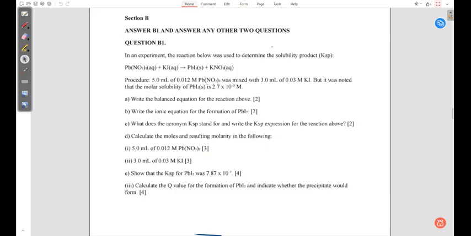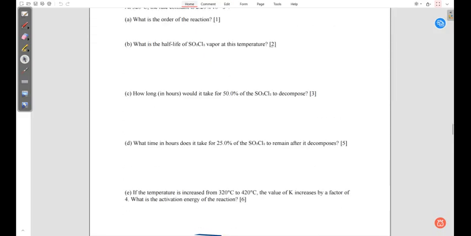Okay, and so that's the end of section A. We'll now move to section B, in case you want to see some more questions we have.